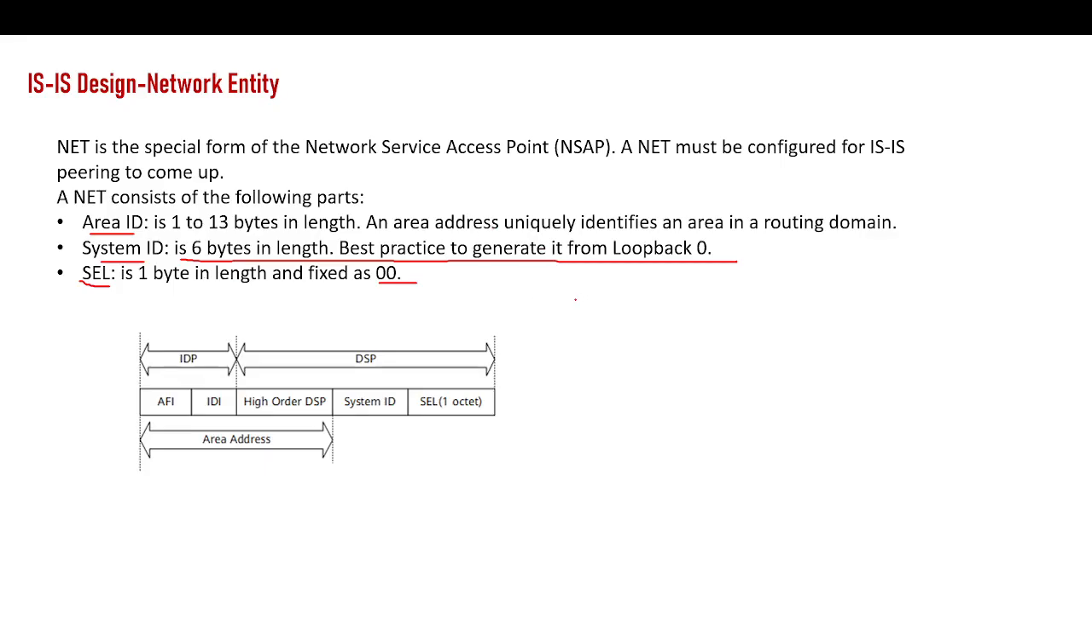I hope that is the same on your end, unless there is a different opinion on this network entity. How do you normally generate it on your end? Anyone with an input on this? Do you generate it from loopback 0 or do you generate it randomly on your networks?